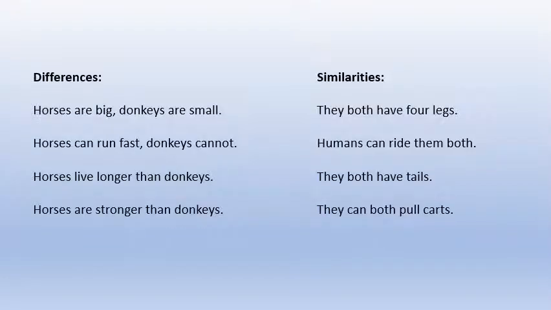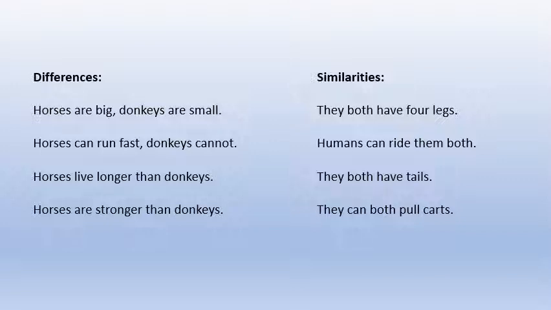Here's the ones that I had. Differences. Horses are big, donkeys are small. Horses can run fast, donkeys cannot. Horses live longer than donkeys. Horses are stronger than donkeys. Similarities. They both have 4 legs. Humans can ride them both. They both have tails and they can both pull carts.